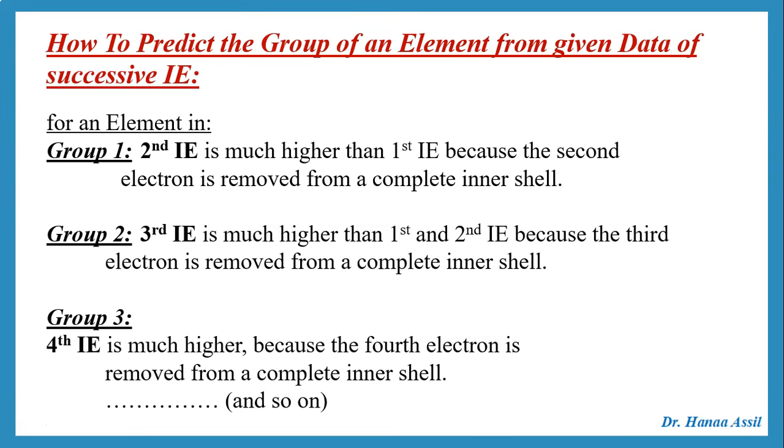If we're talking about something in group 3, then removing the first electron is fine, removing the second electron is slightly higher, removing the third electron slightly higher, and then if I try to remove the fourth electron, I'm removing it from an inner complete shell that will have a much higher ionization energy.